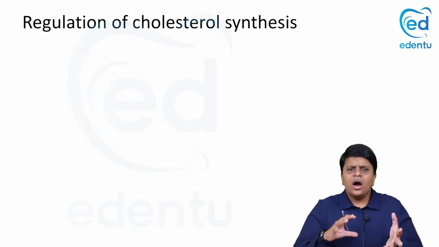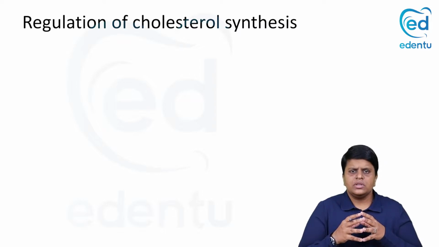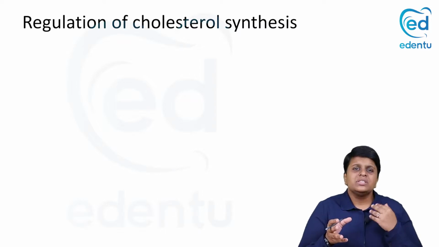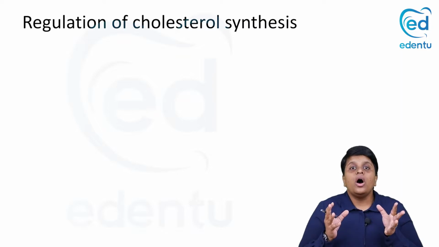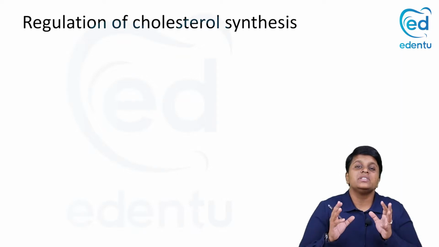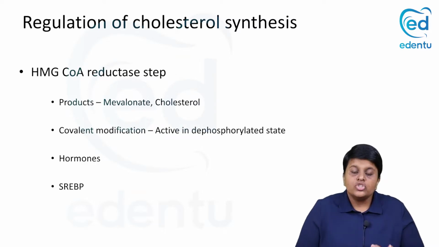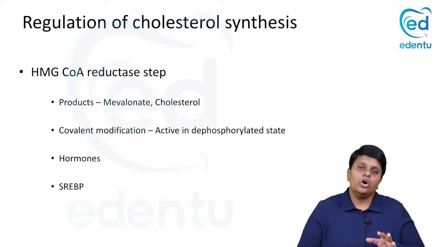Now let us see how this HMG-CoA reductase is going to regulate your cholesterol synthesis. Regulation means, whenever there is a requirement for cholesterol, it needs to be synthesized. Whenever there is no requirement, it should be stopped, right? So how this check occurs, whether synthesis has to occur or not, is included under regulation. HMG-CoA reductase is the regulatory step. What are the factors which can regulate this particular enzyme? The first one, you all know, is products.